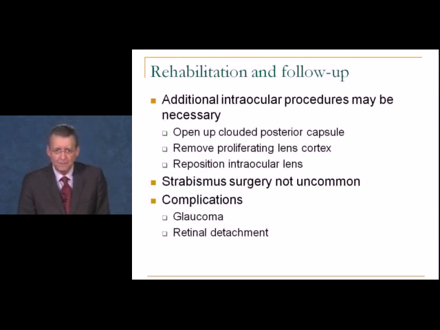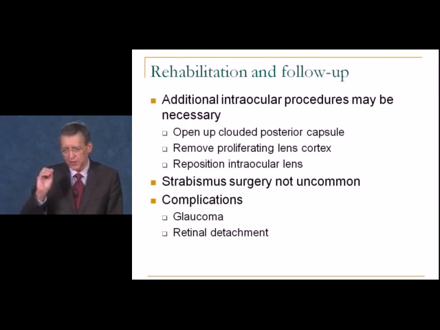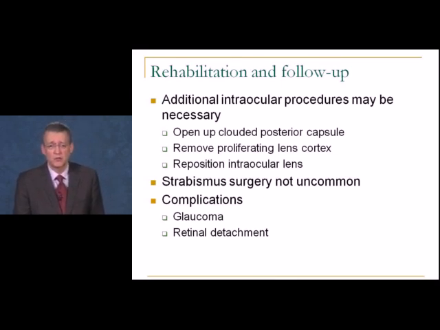So how do we follow up then? Well, sometimes we need to do more intraocular procedures. You saw how we put the implant in the capsule, so that capsule can become cloudy over time, and we have to open that up sometimes with another procedure. The lens cortex, you saw I aspirated it all, but in babies, unlike in adults where it never comes back, that stuff will reproliferate and sometimes has to be removed. Sometimes the lens just gets moved out of position, often by reproliferating tissue. So strabismus surgery is actually pretty common in these patients as well.